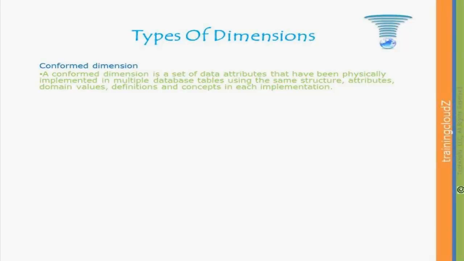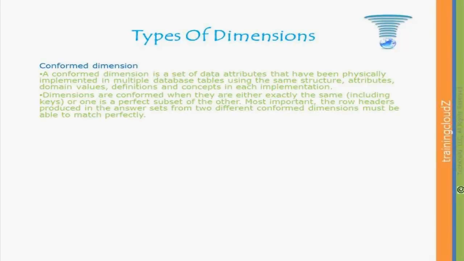A conformal dimension is a set of data attributes that has been physically implemented in multiple database tables using the same structure, attributes, domain values, definition and concept in each implementation, which is as simple as a dimension table that is being shared by more than one data mart or more than one fact table. You can call it a conformal dimension.